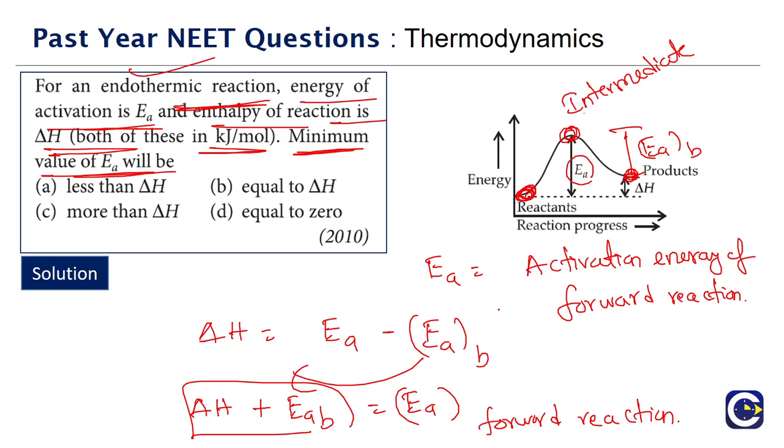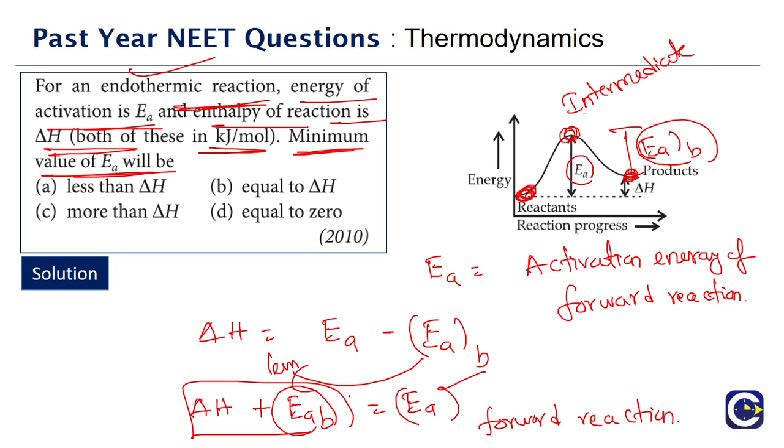Here they are asking the minimum value of activation energy. Because this is an endothermic reaction, the product energy will be more than the reactant energy. Which means the activation energy of the backward reaction will be lesser. This value will be lesser. But still, for any reaction, the activation energy value cannot be zero. It will have some particular value.